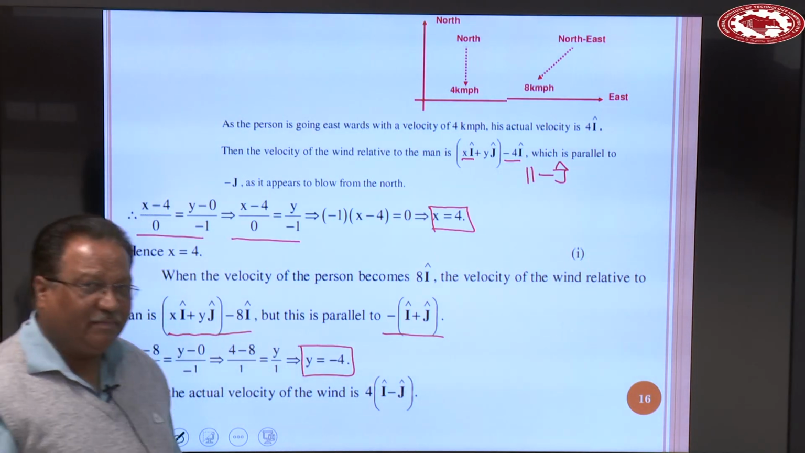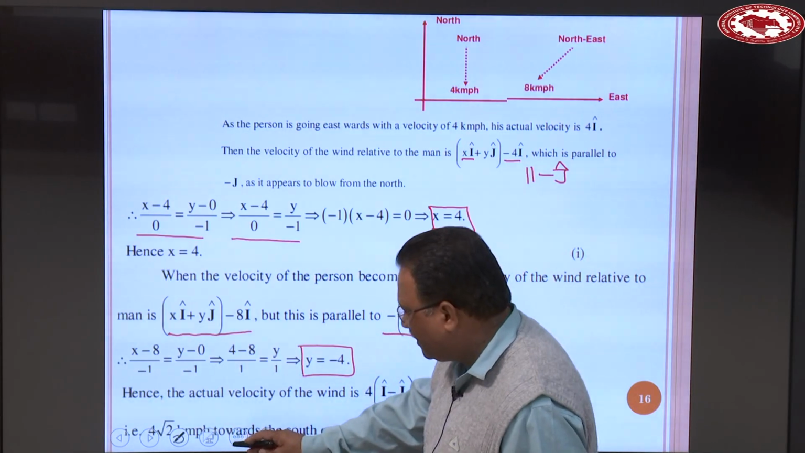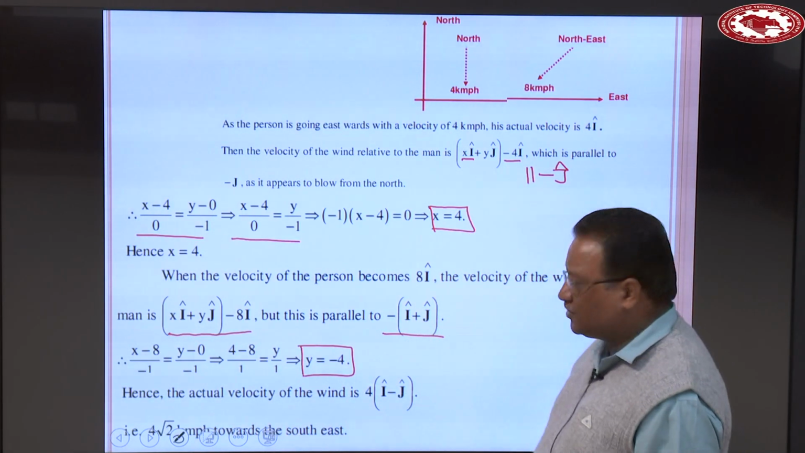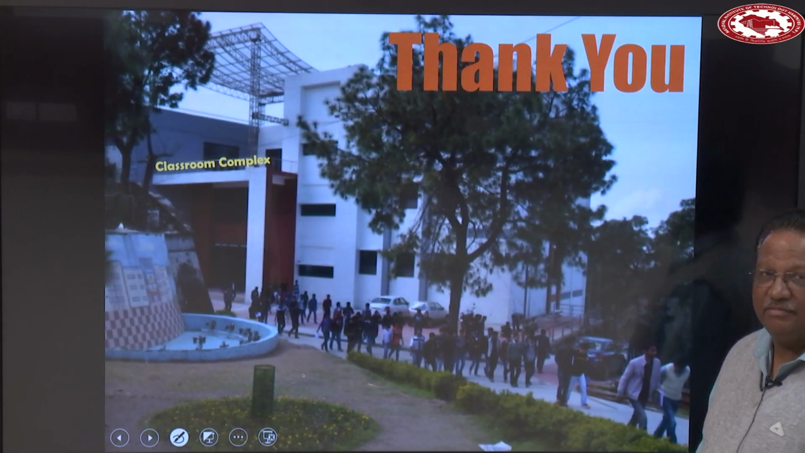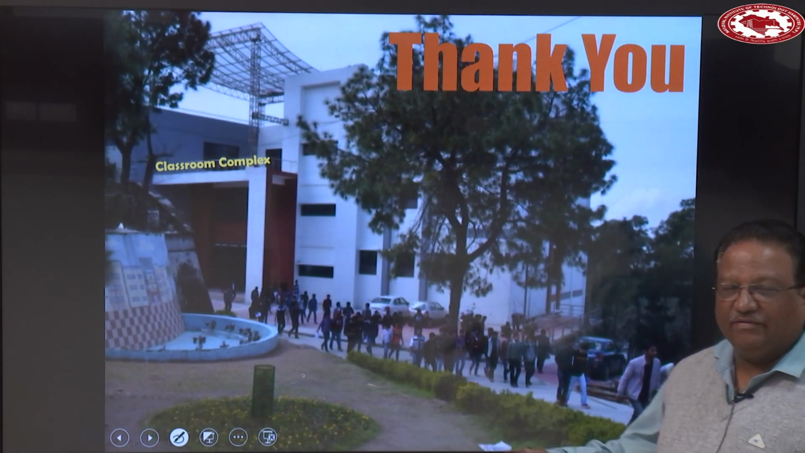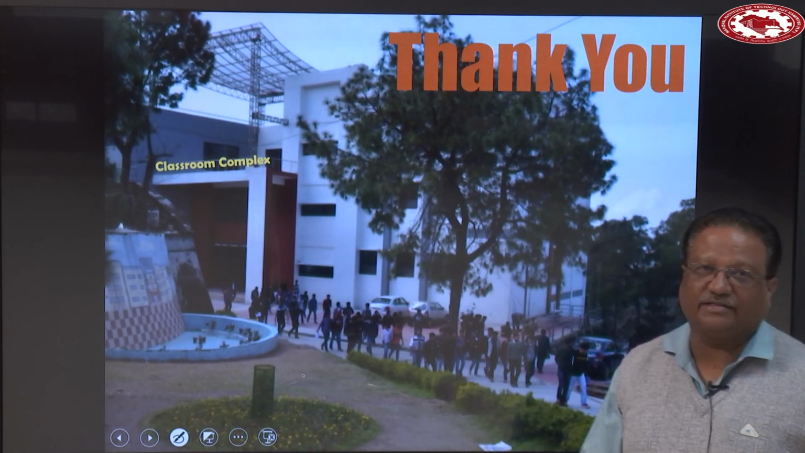Okay. So what is the speed? We can calculate the speed, that is 4 under root 2 kilometers per hour towards the southeast. Okay. So in this way you can calculate such types of problems. Next, we will discuss the next topic in the next lecture of this vector calculus. Thank you very much.